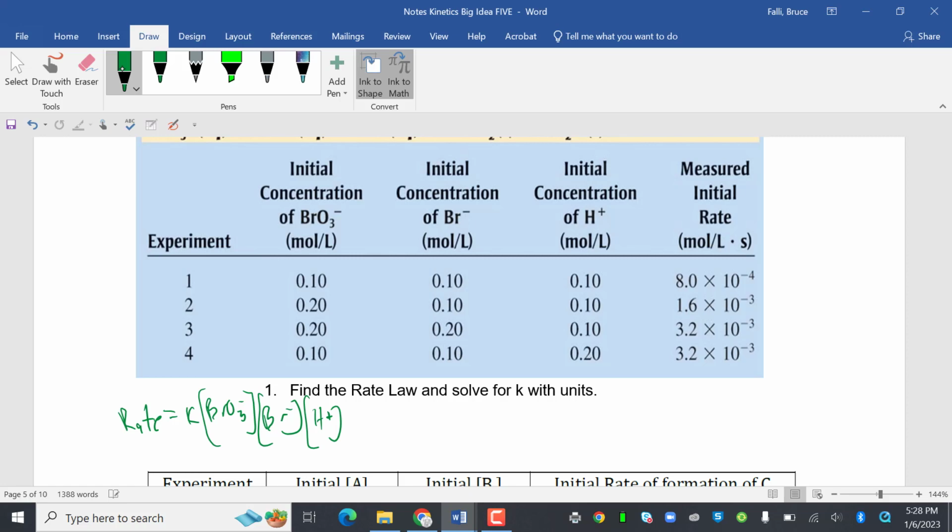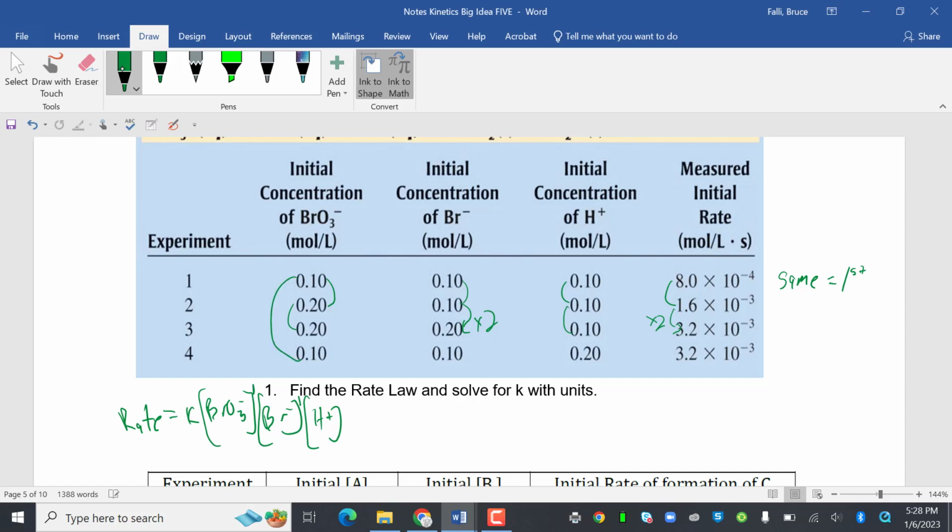Okay, and I'm going to figure out the order here. So notice how these are all the same. This guy doubles, and my rate doubles. So that does the same thing. If it does the same thing, that's first order. So BrO3 negative is first order. Next I need to have the other ones stay the same. So let's see here. These are the same, these are the same, this one doubles. So when this is times 2, this is also times 2. So Br negative is the same. That's 1.